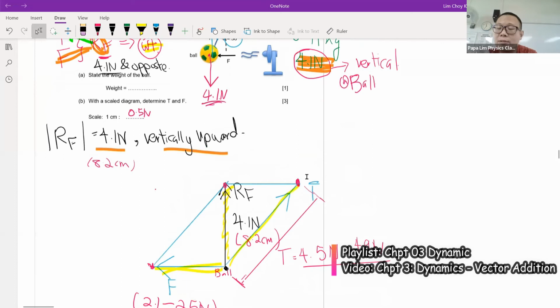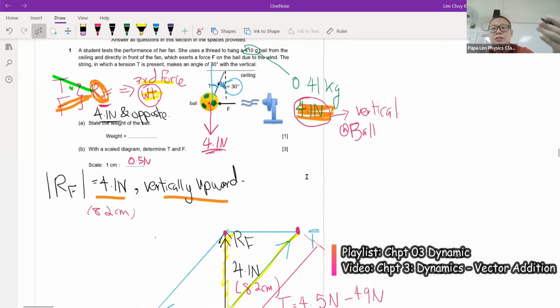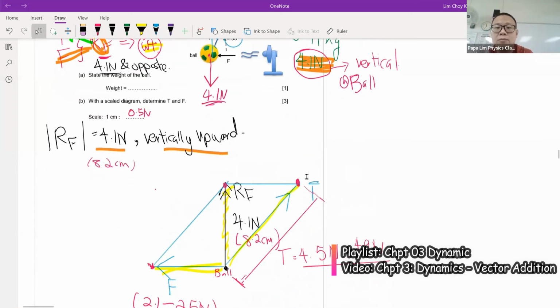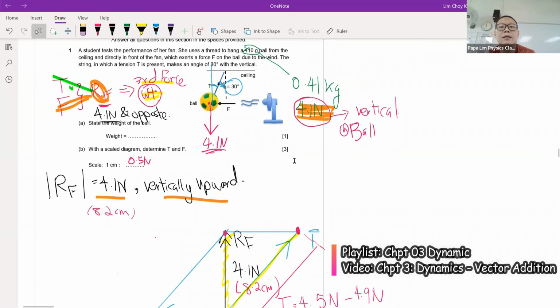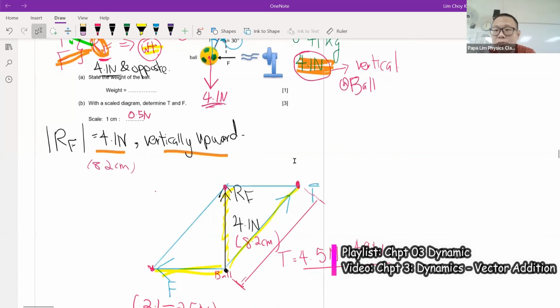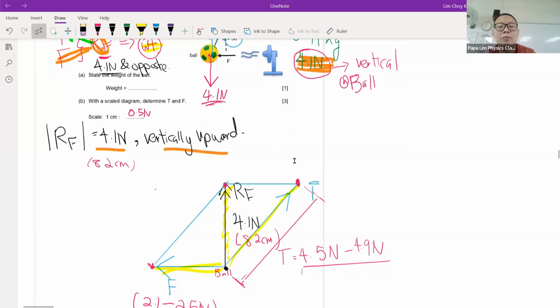So what I have done now is I have worked backwards from the resultant force to form the parallelogram shapes. After that, from the parallelogram shapes, I measure the length so that I can get the individual magnitude of the component forces. So this is what we mean by using parallelogram to find the resultant force. Normally I will be given T and F, then I will be required to find the resultant force. What's interesting about this question is it does the reverse. I was given the resultant force, and I'm supposed to find the components T and F, which is what makes this question interesting.